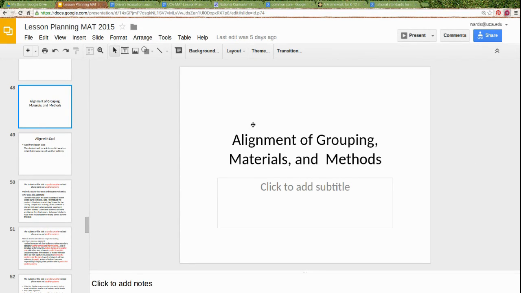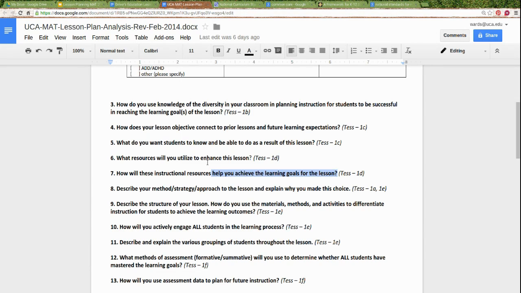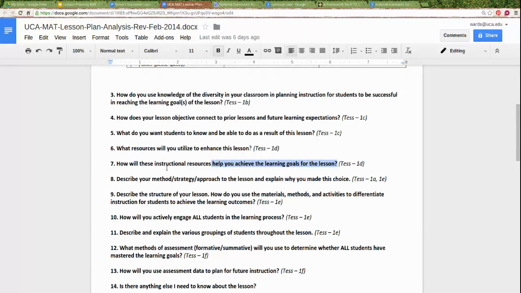I'm going to talk to you about the idea of alignment, especially when you're doing your lesson analysis and you're answering any of the questions that have to do with like why or how. Number 7 is an example. How will these materials help you achieve your learning goals? You have to understand alignment to be able to answer this correctly.